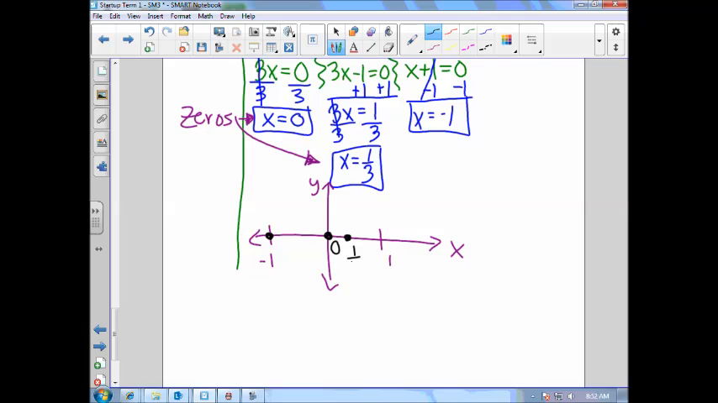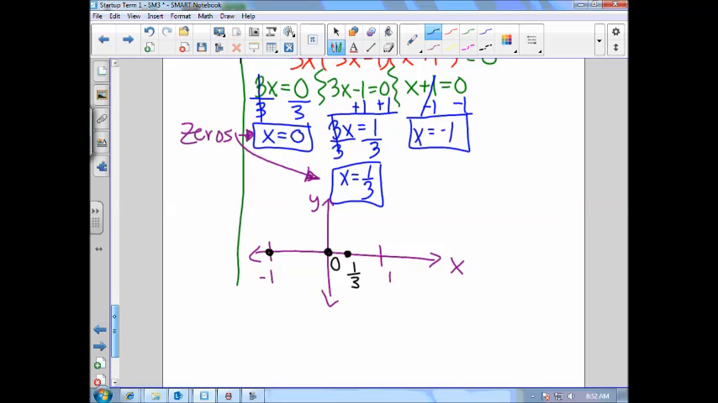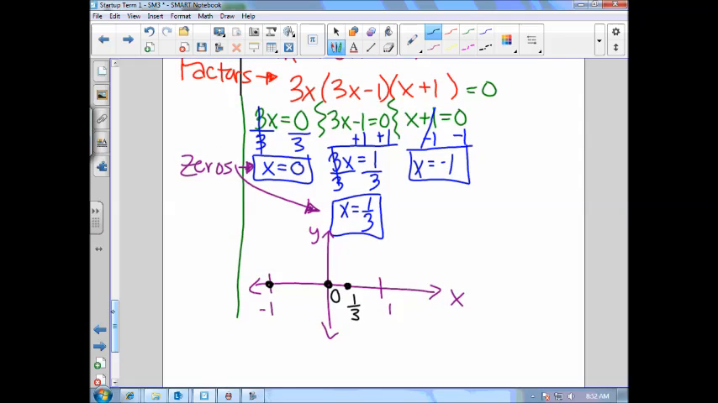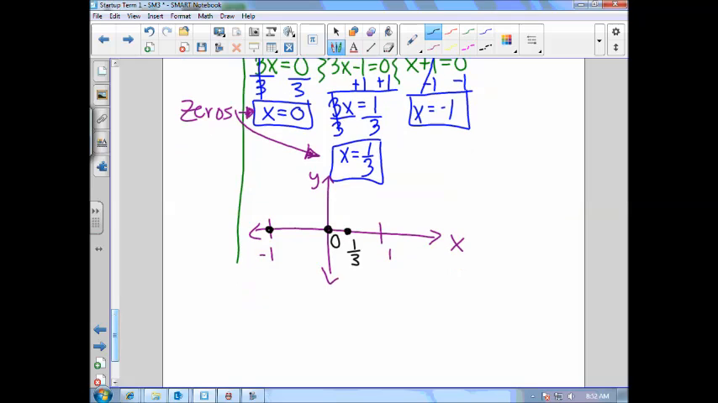So this is 1/3. So once again, let's look at how many x's we have and if we have positive or negative. Looking at my factors, x, x, x. How many x's were there? 3. And let's see if they're positive or negative. 3x is positive, 3x is positive, x is positive. So what's a positive times a positive times a positive? Positive. So it has the same shape as our last one. We start down here, come up through -1, curve over to 0. We have a little bump to 1/3 and back up. So it still has that S shape, just with some bumps in the middle.